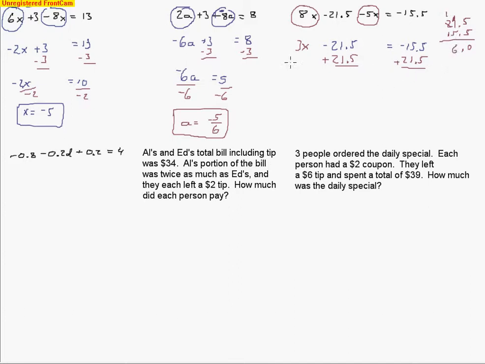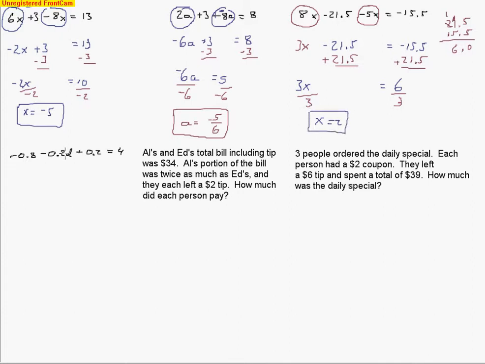So let's go ahead and rewrite what we've got. 3x equals 6. Now it's positive 6 because I have more positives than I have negatives. So the next step would be just to divide by 3, and we'll have our answer. So x equals 2.